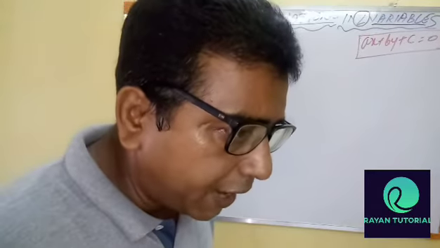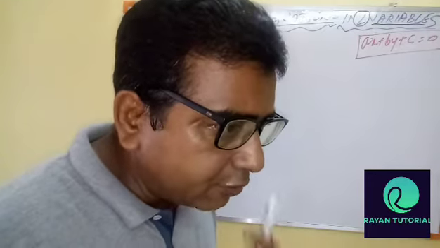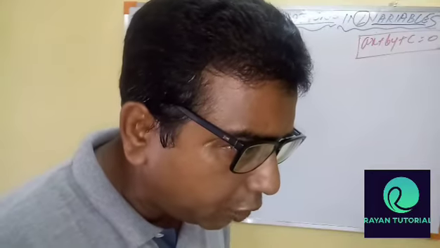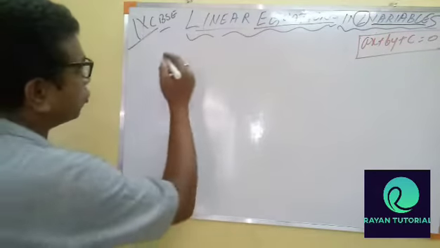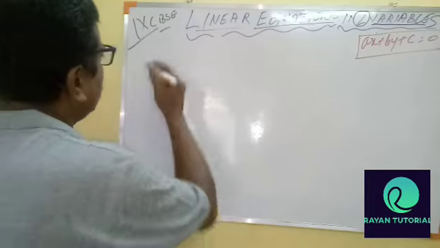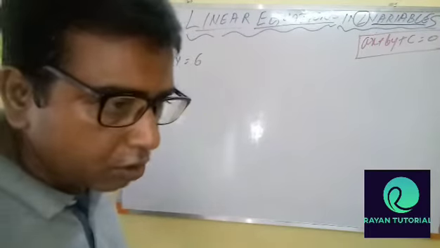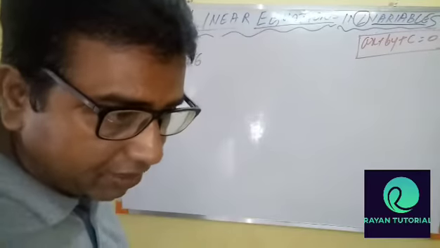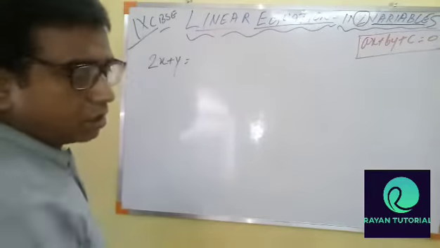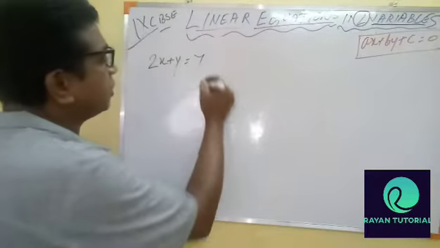Clear? Okay, next, write 4 solutions of the following equation. 2x plus y equals to 6. Sorry, 7. 2x plus y equals to 7.